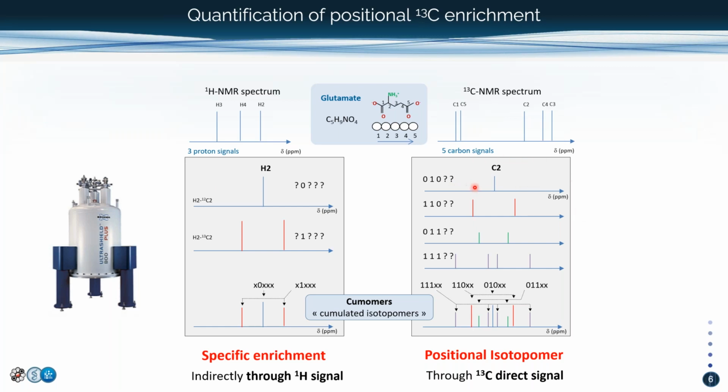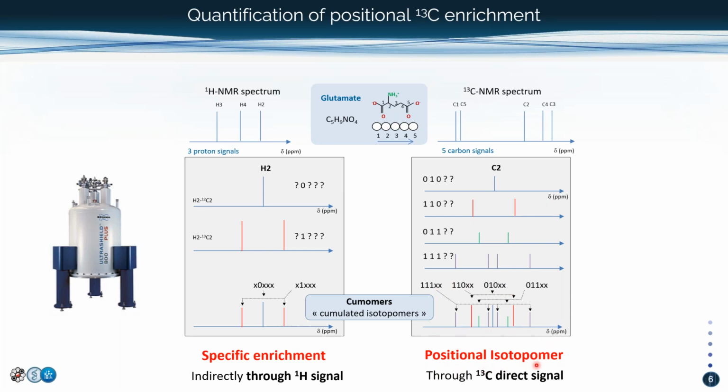So if we are looking at the C2 of glutamate, we will be able this time to measure the labeling of the neighbors. That means we will be able to have a different spectrum if the C1 is labeled, if the C3 is labeled, and if both are labeled. Of course, if we have a mixture of all these forms, we will have at the maximum a spectrum for this carbon of 9 peaks.